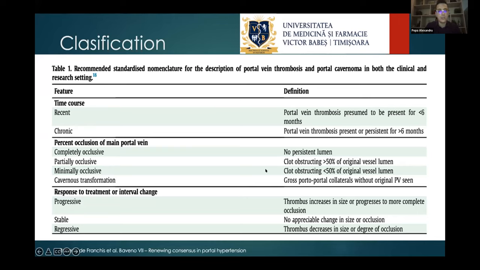Taking into consideration the percent of occlusion of the main portal vein, the portal vein thrombosis can be completely occlusive when we don't have any lumen left, partially occlusive when the clot is obstructing more than 50% of the original vessel lumen, or minimally occlusive when the clot is obstructing less than 50% of the original vessel lumen. Also, we can have a cavernous transformation, known as cavernoma, with gross portal collaterals without the original portal vein seen. Taking into consideration the interval change, we can have progressive, stable, and regressive portal vein thrombosis.